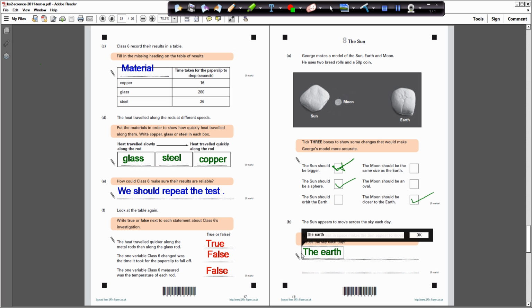You can write rotate, spins, turns, moves, any of those words. Revolving as well. So the earth spins on its axis.